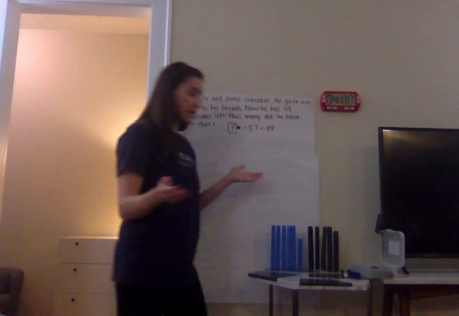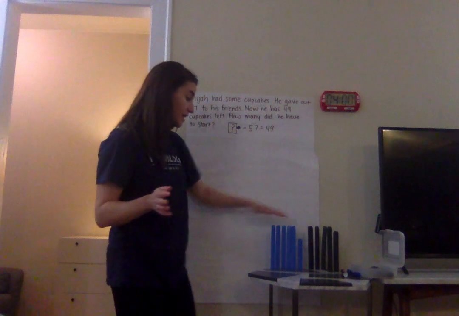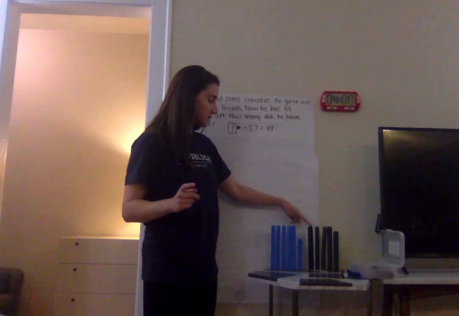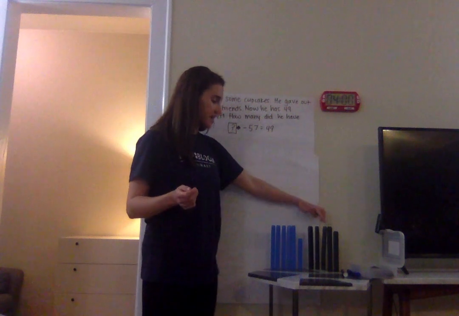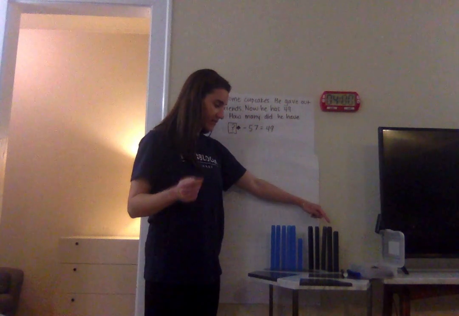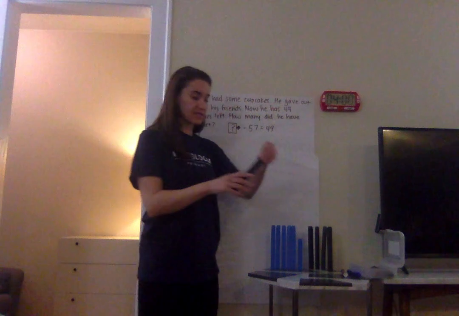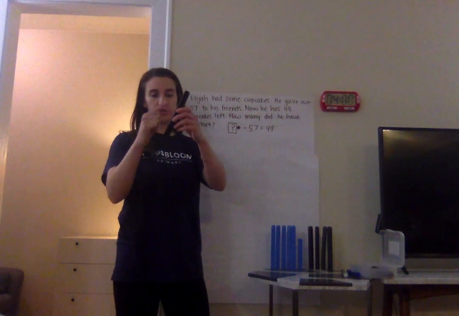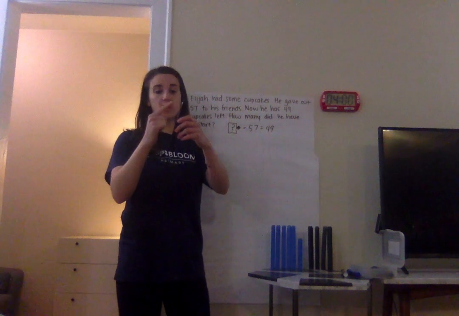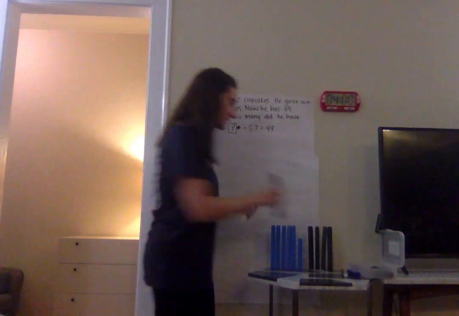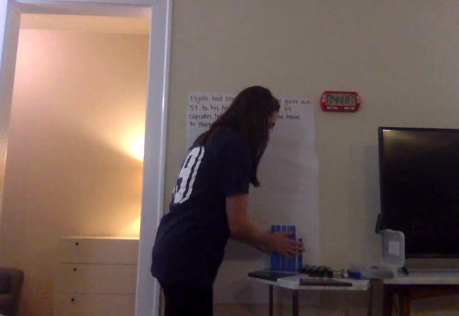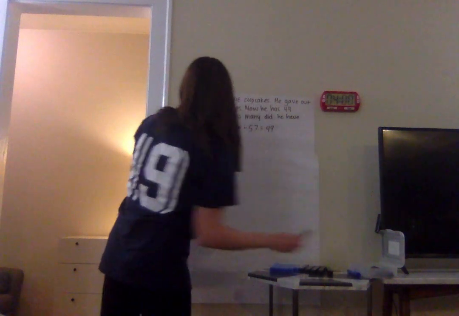Okay. So now I'm going to count them by decade counting. So I know I have my 57. Now let's decade count our 10. So 57, 67, 77, 87, 97. Now I'm going to count up my ones. 97, 98, 99, 100, 101, 102, 103, 104, 105, 106. So my answer, my friends, is 106 is how many cupcakes he had to start.